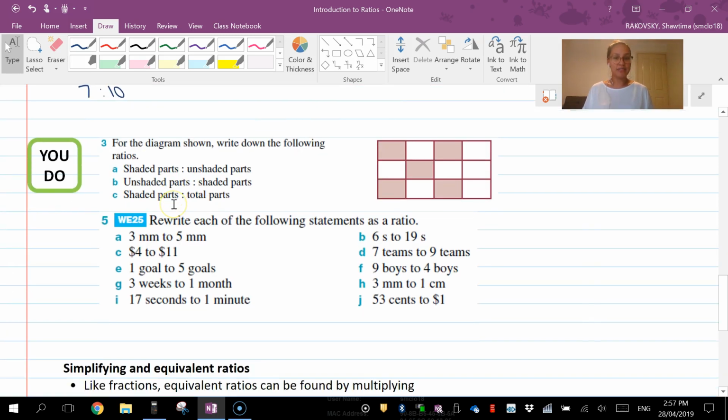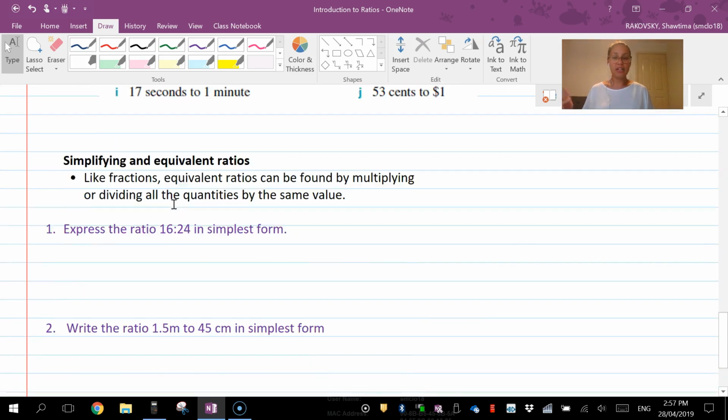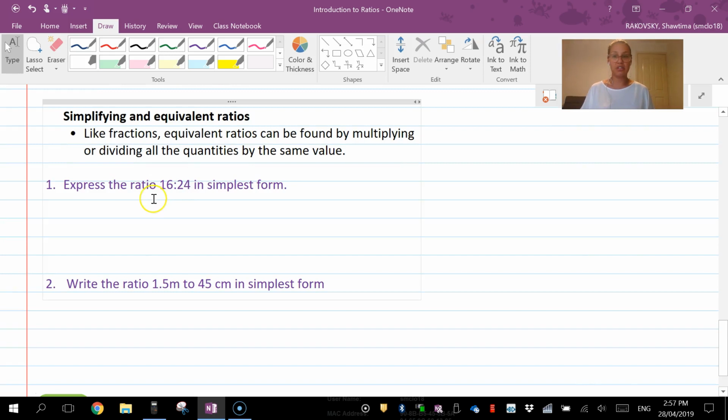Thanks, guys. All right, so in this part, we're going to look at simplifying ratios. Just like fractions, equivalent ratios can be found by multiplying or dividing, but you need to do it to both sides of the ratio. So this is why they're similar to fractions. In this case here, we have 16 to 24.